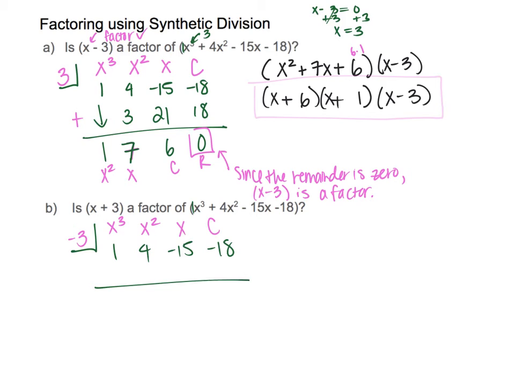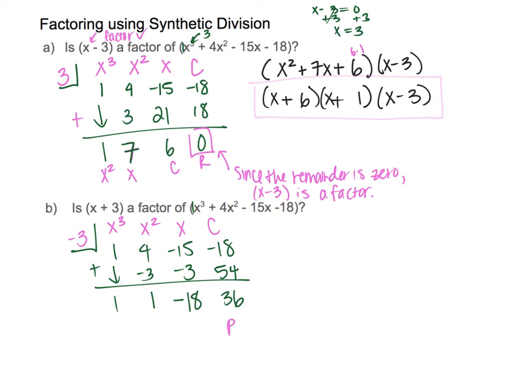Same as last time. I always bring down the first number. Then multiply the number in the bottom with the number in the box, which is negative 3. And then I add the rows together. So 4 plus negative 3 gives me 1. 1 times negative 3 gives me negative 3. So that's negative 18. Negative 18 times negative 3 gives me positive 54, and if I add, that's actually 36.